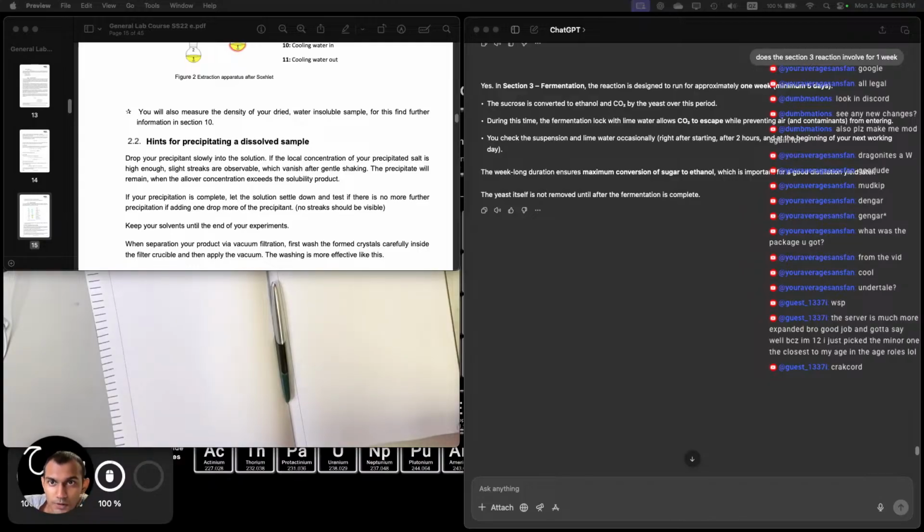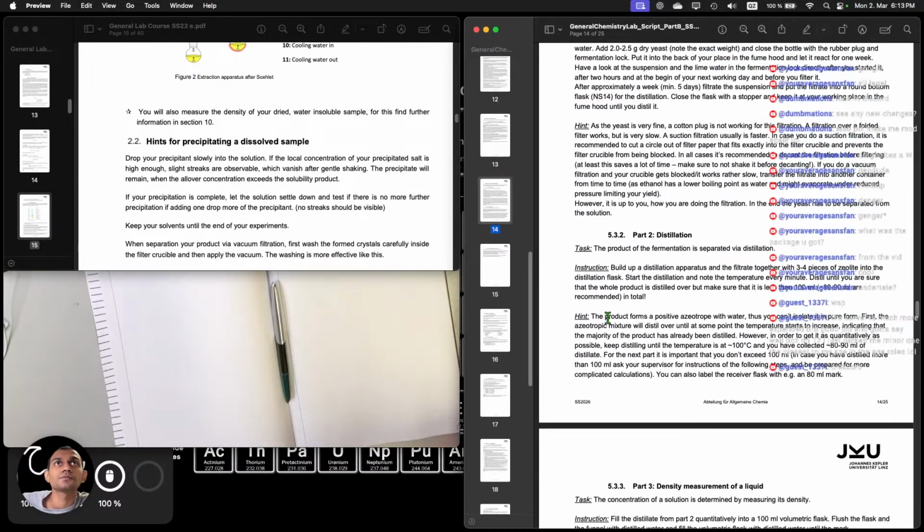First, the azeotropic mixture will distill over until some point the temperature starts to increase, indicating the majority of the product has been distilled. However, in order to get it as quantitatively as possible, keep distilling until the temperature is 100 degrees Celsius and you have collected 80 to 90 milliliters of the distillate.